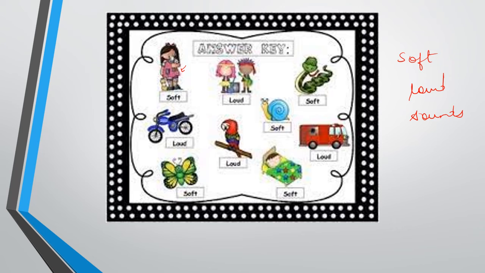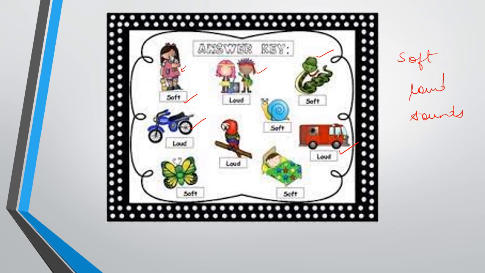A girl playing quietly is a soft sound. A girl and a boy using their musical instruments to create some music, but that becomes really loud. The snake hissing is a soft sound. The bike coming with its noise, that is again a loud sound. The fire engine or the ambulance again making noise, that is a loud sound.